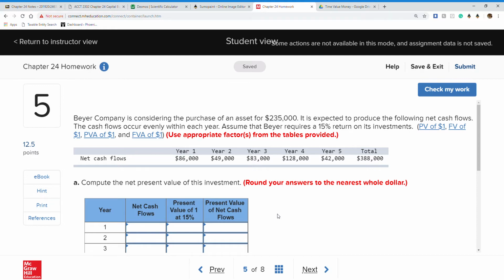So buyer company is considering the purchase of an asset for $235,000. It is expected to produce the following net cash flows. Cash flows occur within each period. We're going to calculate the net present value. Net present value. We love it.